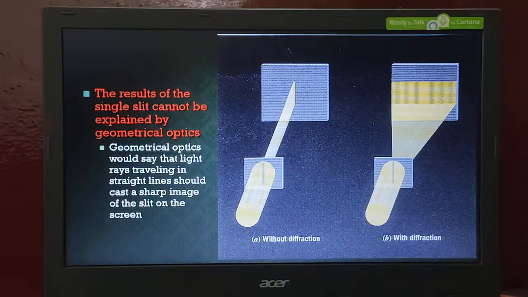On the left side, what we have given is that geometrical optics would say that light rays travel in straight lines and should cast a sharp image of a slit on the screen. But practically this is not going to happen. We are not getting any sharp image of a slit on the screen. What we actually get is a diffraction pattern.